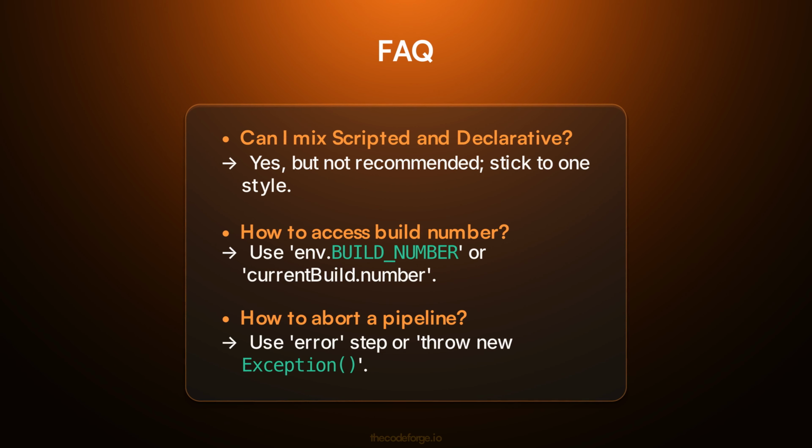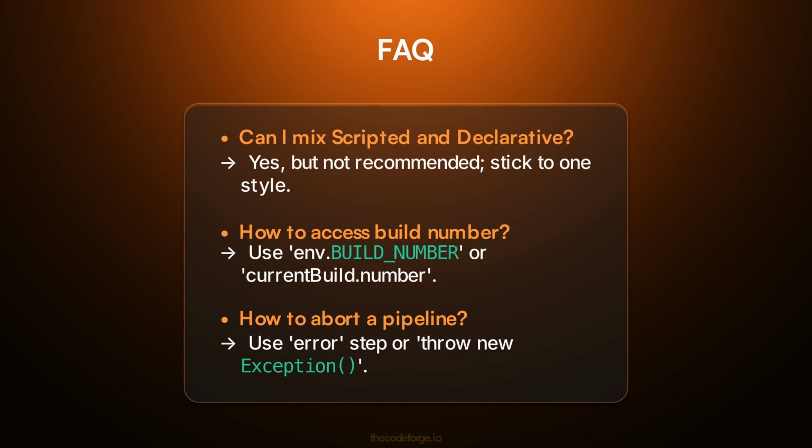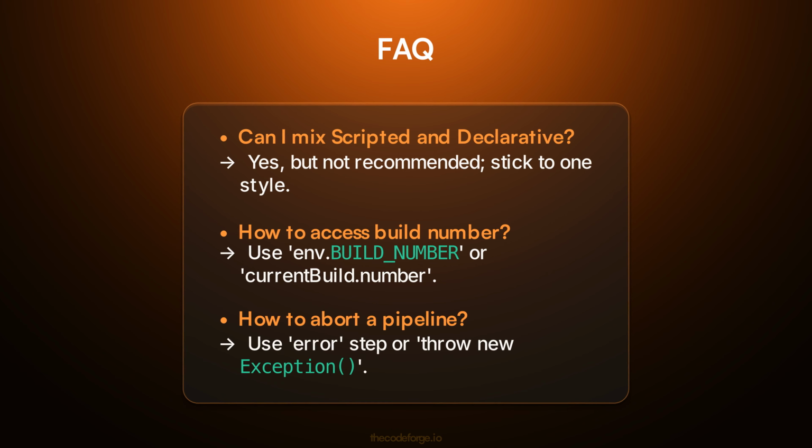And a few frequently asked questions. Can I mix scripted and declarative? Yes, but not recommended. Stick to one style. How to access the build number? Use env.BUILD_NUMBER or currentBuild.number. How to abort a pipeline? Use the error step or throw a new exception.